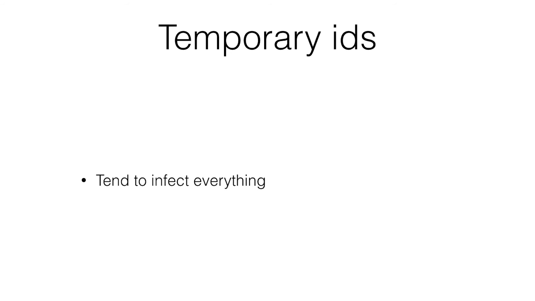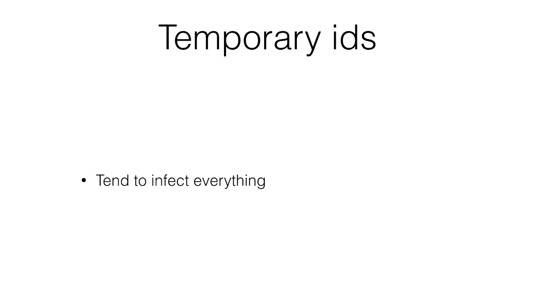Okay, another big problem is creating new entities. The new entities don't have an ID yet. The server needs to understand what this is and where it goes. So there's kind of two approaches for this. One is temporary IDs.